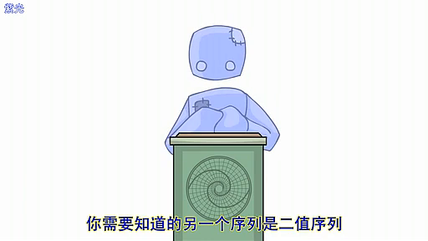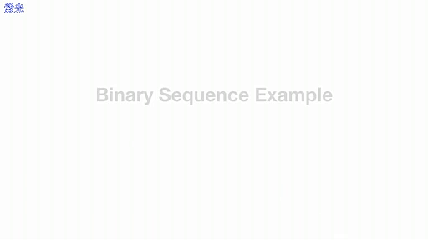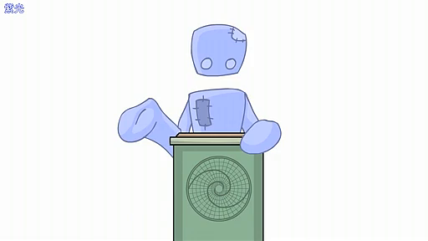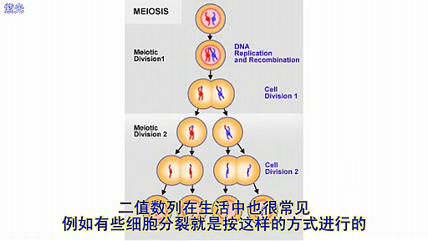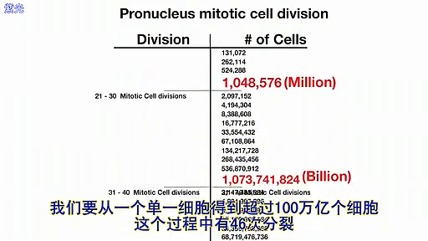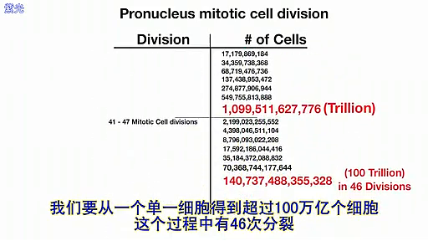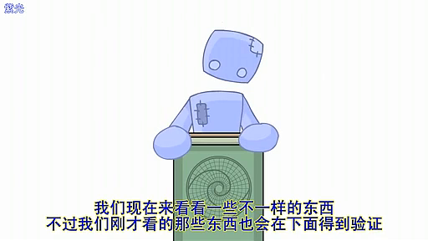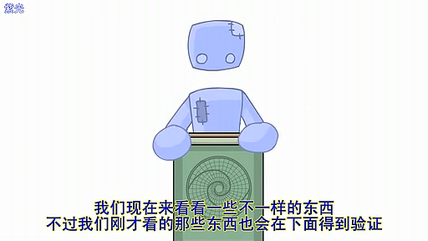The only other sequence you need to know for this is binary sequences. This is a sequence like 2, 4, 8, 16, 32. We're just doubling the last number instead of adding it to the previous one. We're all very familiar with this. Binary sequences are found in life as well. For example, mitotic cell divisions are binary. We go from being a single cell being to having over 100 trillion cells in only 46 divisions. Binary sequences are also how computers work, by turning on and off chips. Computing at its core, anyways, is binary. Okay, let's move on to something different for now, but what we just looked at will reveal itself in time.